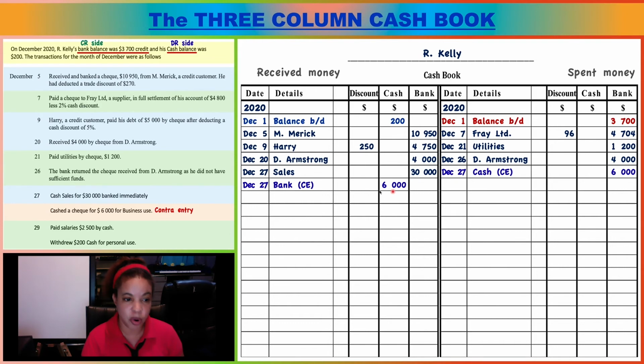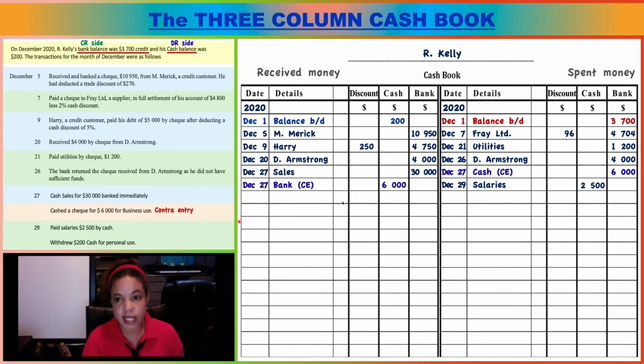We now move on. So we have December 29th, paid salaries, spent money. So we are on the credit side, December 29th, salaries expense, and how much? 2,500 cash. So you go to the cash column, 2,500.